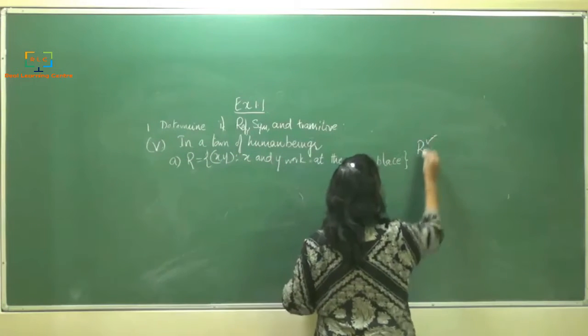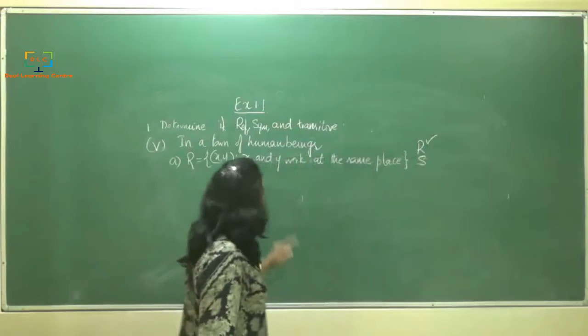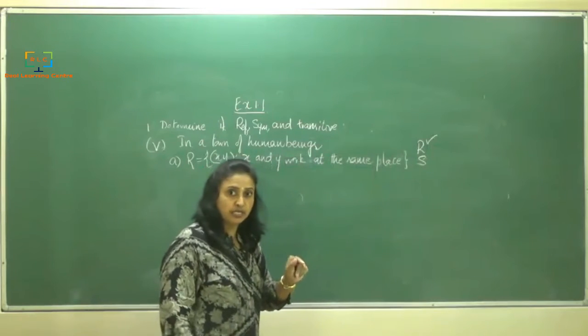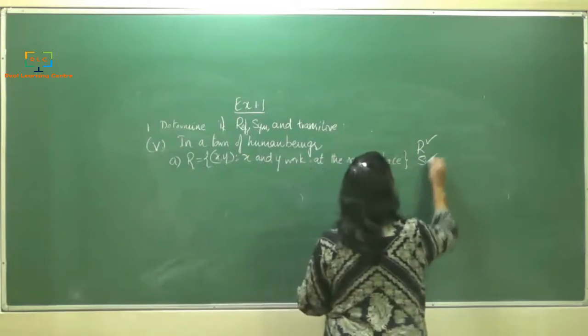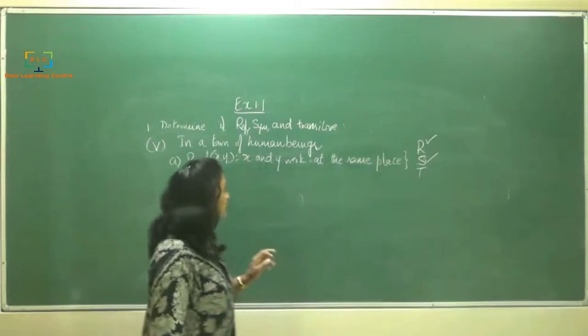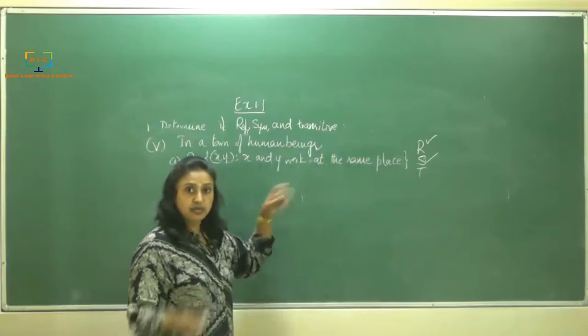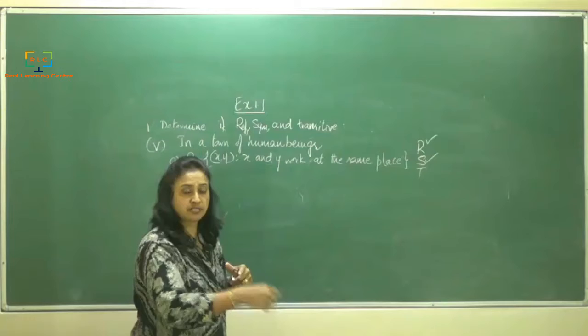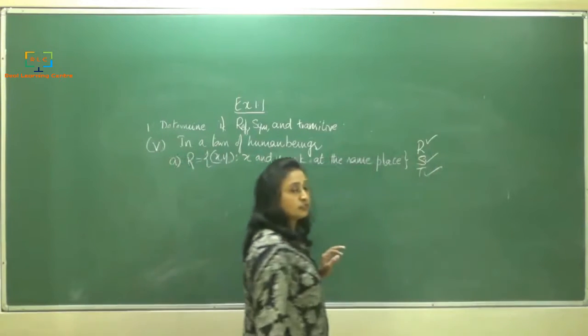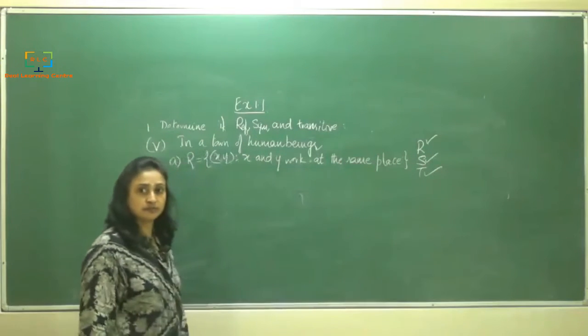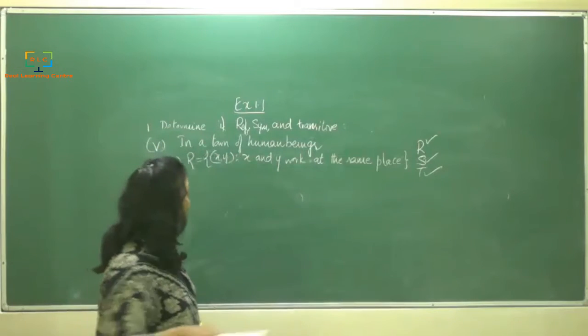It is reflexive. Then symmetric. If x and y work at the same place, then y and x also work in the same place. So it is symmetric. Transitive. x and y work at the same place, y and z work at the same place, therefore x and z work in the same place. It is transitive. So this is an equivalence relation. Therefore, equivalence relation.